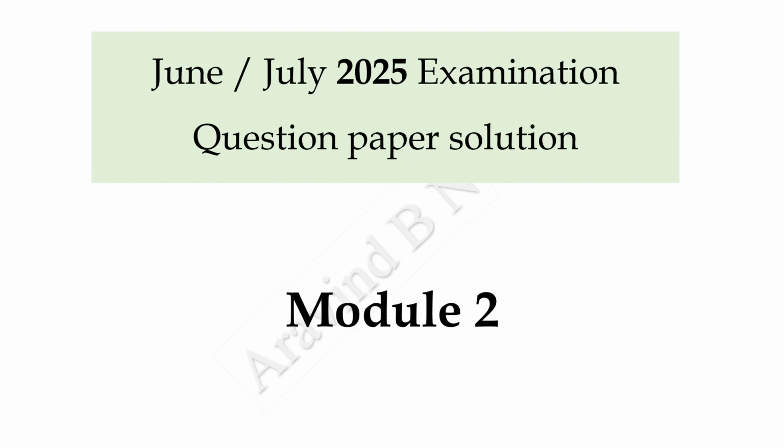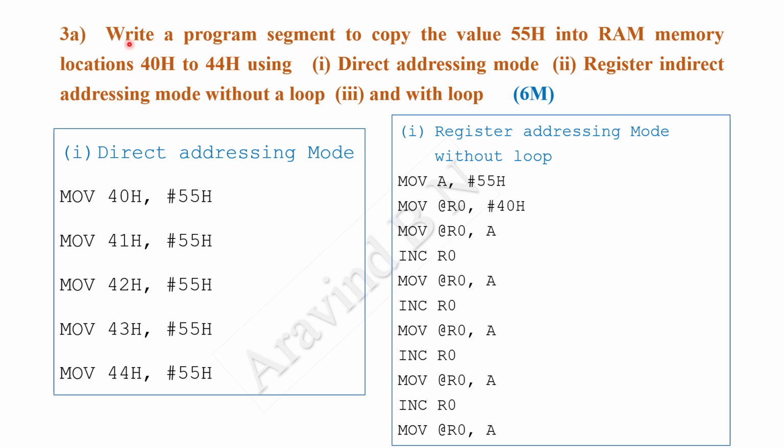Now getting into module 2. Question 3a. Write a program segment to copy the value 55H into RAM memory locations 40H to 44H using first one, direct addressing mode, second, register indirect addressing mode without a loop, and third one, with loop. Total 3 different programs we are going to follow here. This is for 6 marks.